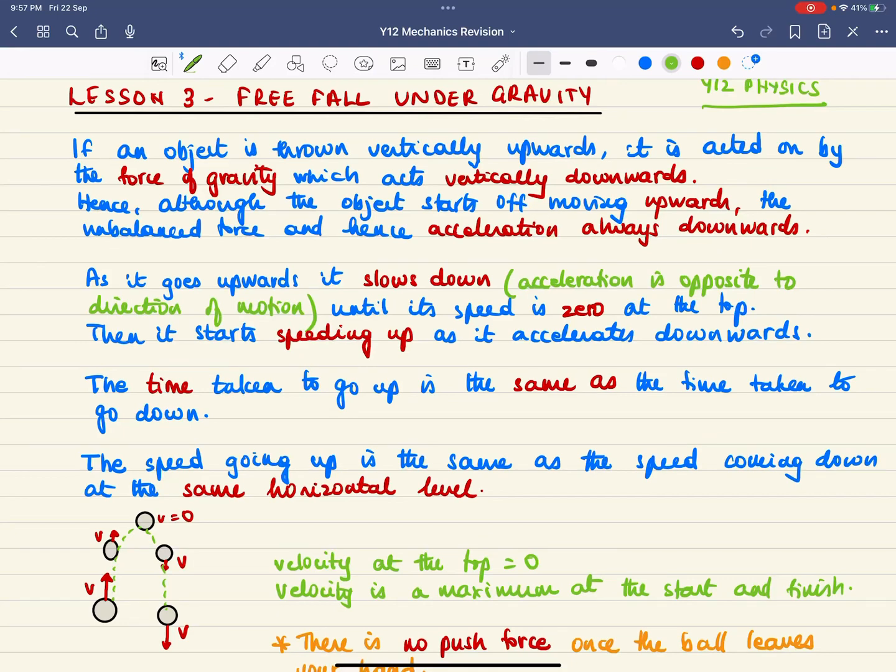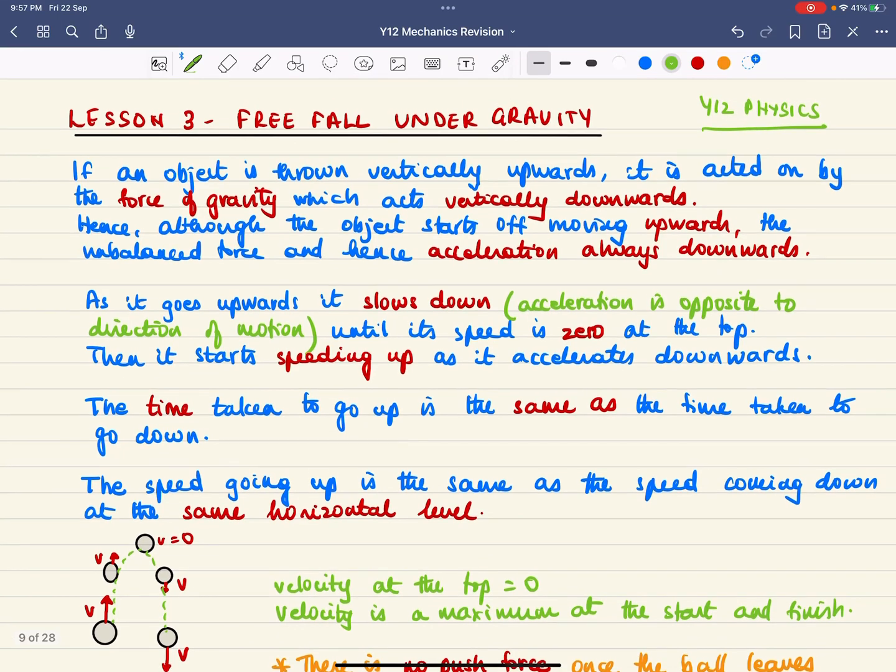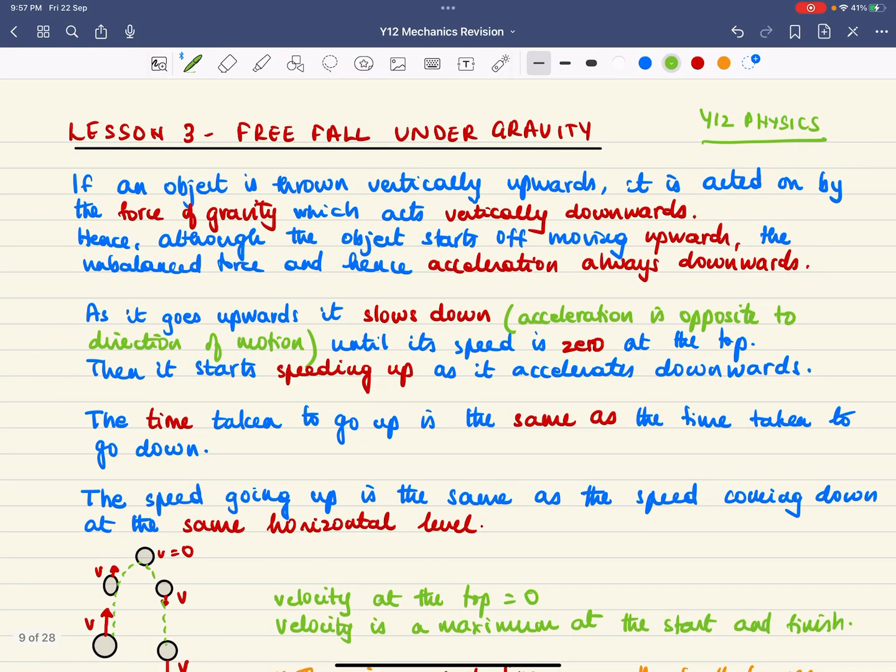Hi everybody, this is lesson 3 for year 12 physics on motion, and this is free fall under gravity.